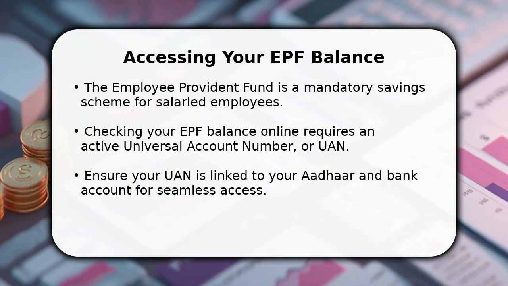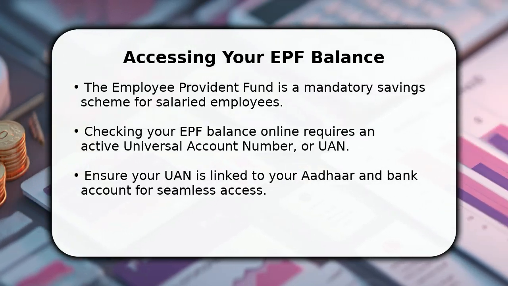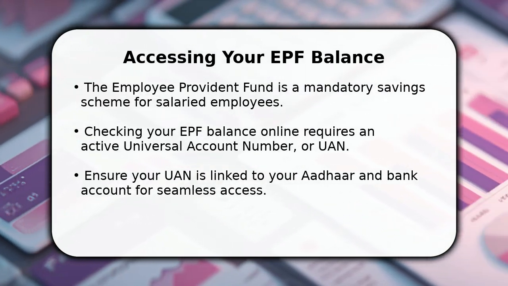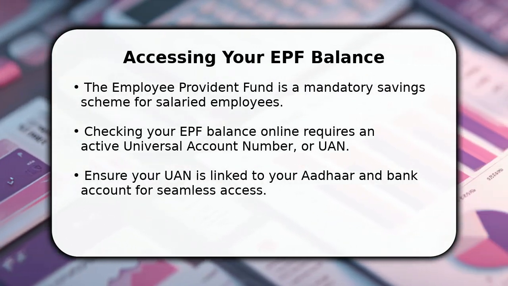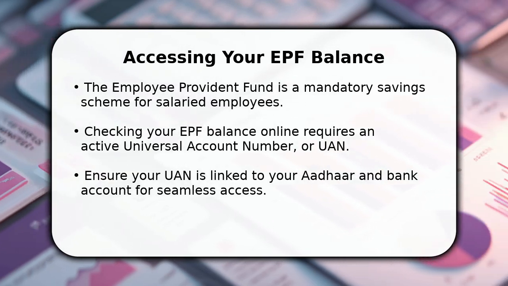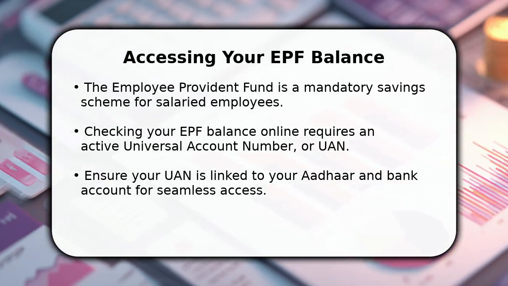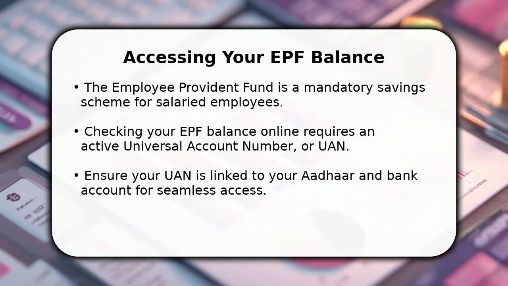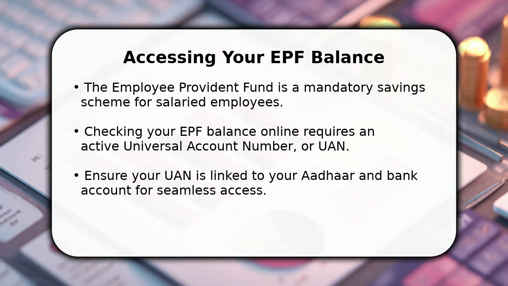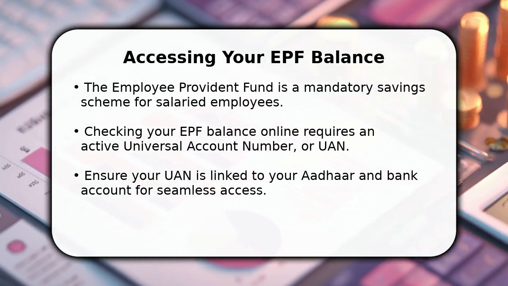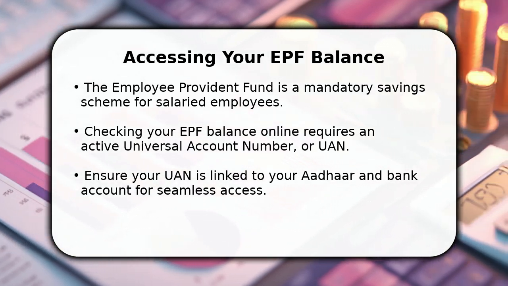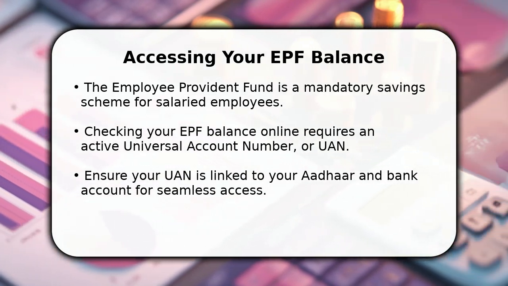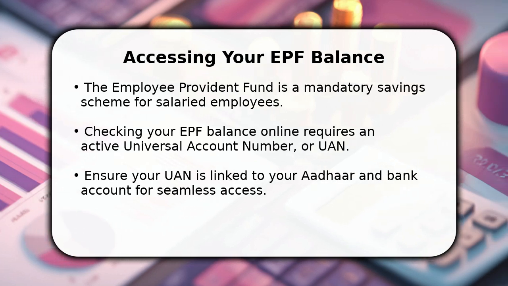In this video, I will explain how to check your Employee Provident Fund balance online. First, you need an active Universal Account Number, commonly known as UAN. This unique 12-digit number serves as your primary identifier for all EPF-related services. Make sure your UAN is activated and linked with your Aadhaar, PAN, and bank account for smooth transactions. This foundational step is crucial for accessing any online services related to your Provident Fund contributions.